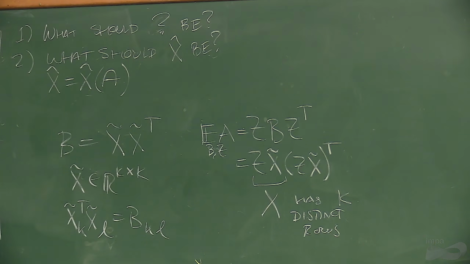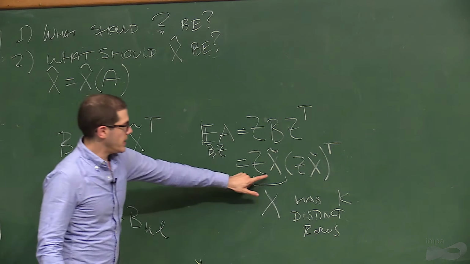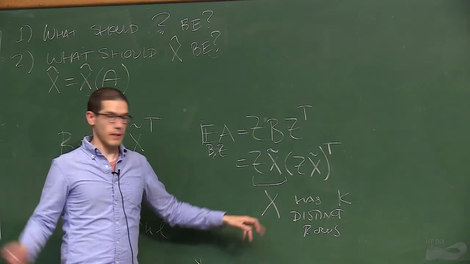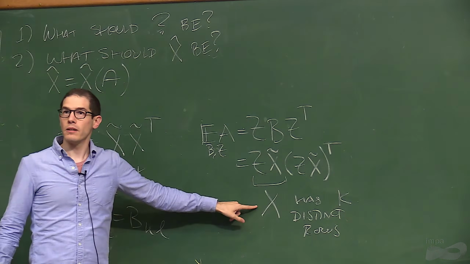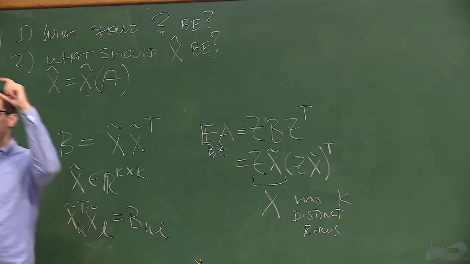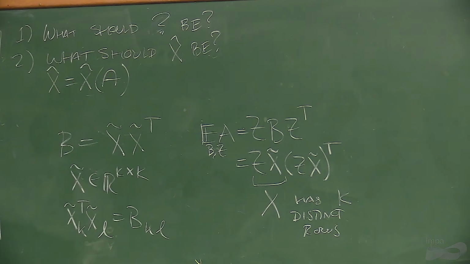So if I know that the rows of this thing, ZX tilde, X in the random dot product graph, have a nice structure, namely every row is one of k distinct types, well, if X hat is close to this thing, then the rows of X hat should kind of cluster around k distinct points as well. Right?